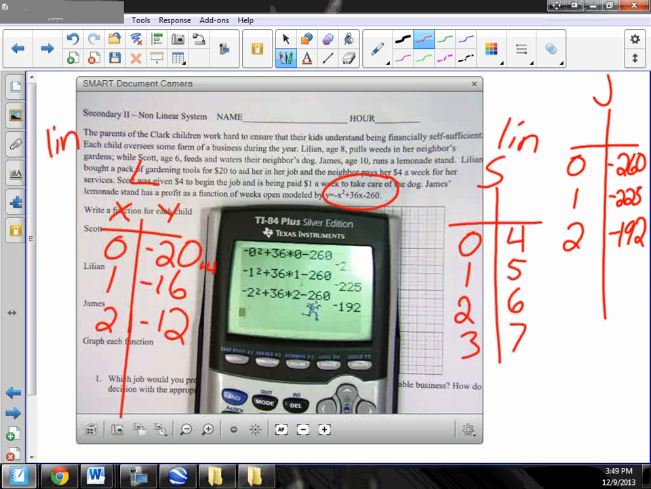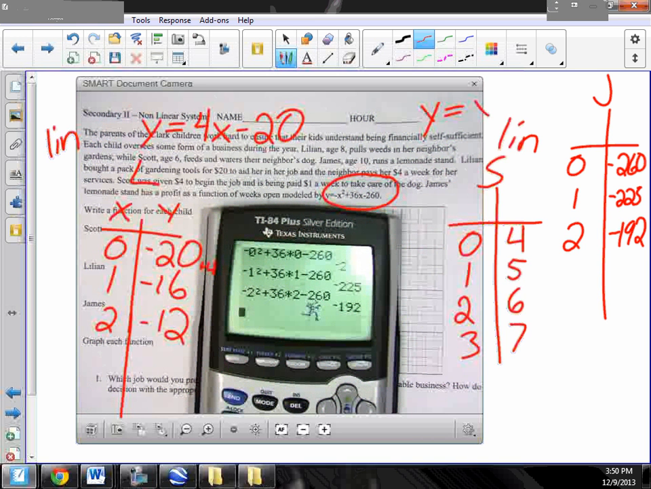For Lillian's equation, you should have gotten y equals 4x minus 20. And for Scott's equation, you should have gotten y equals x plus 4. Now we're going to use our calculators to answer each of these questions. But first we need to graph it and then set our window to something that will allow us to actually see the graphs.